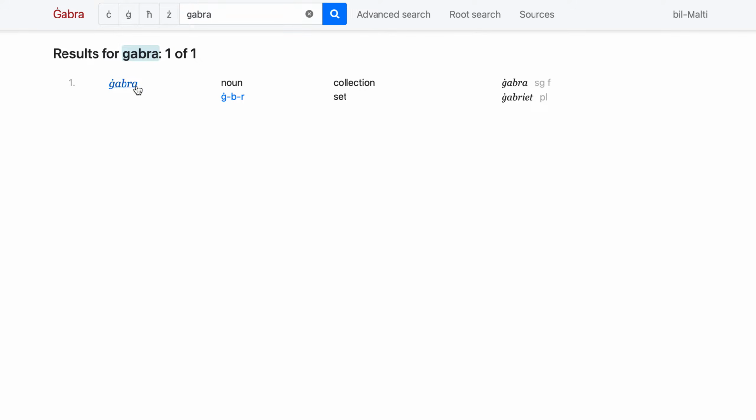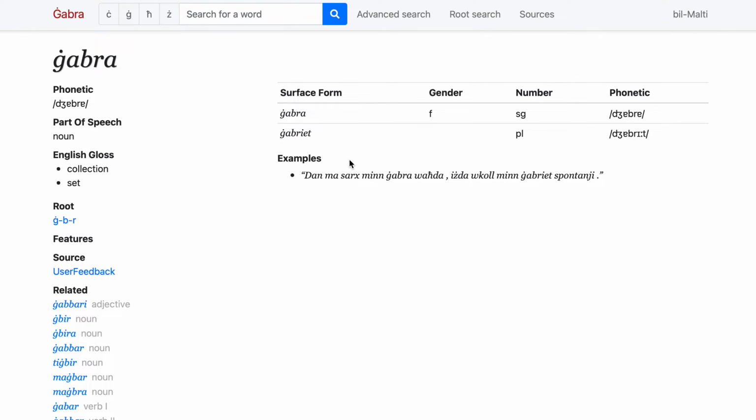This is actually a tip for written dictionaries. If you look at the G and you would look for Ġabra, you wouldn't find it there. You would need to go to the Ġ. Same for the Għ here, this one. This is one letter, so you would need to look at the Għ. Good. Well, so this is how it works. You get some extra examples, you get some related words, translations, roots. It's a little more than a paper dictionary.